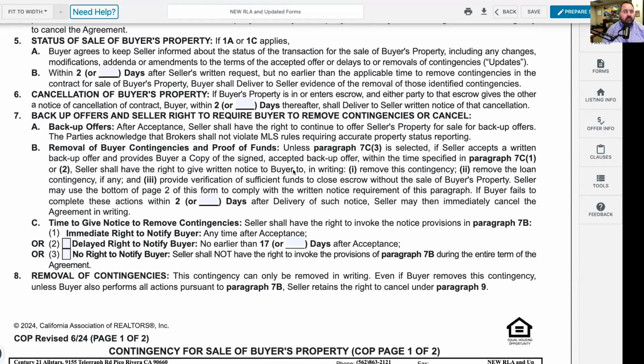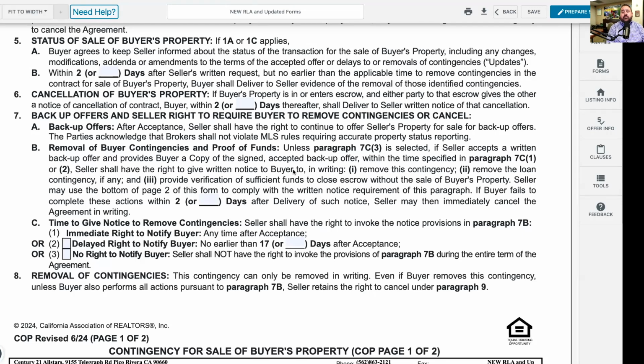Anybody? All right. Backup offers and seller's right to require buyer to remove contingencies or cancel. So backup offers, after acceptance, seller shall have the right to continue to offer seller's property for sale. For backup offers, the parties acknowledge that broker shall not violate MLS rules requiring accurate property status reporting. So what that's stating is, yes, you can offer it for backup offers, but you cannot have it as active. You have to follow the MLS rules.